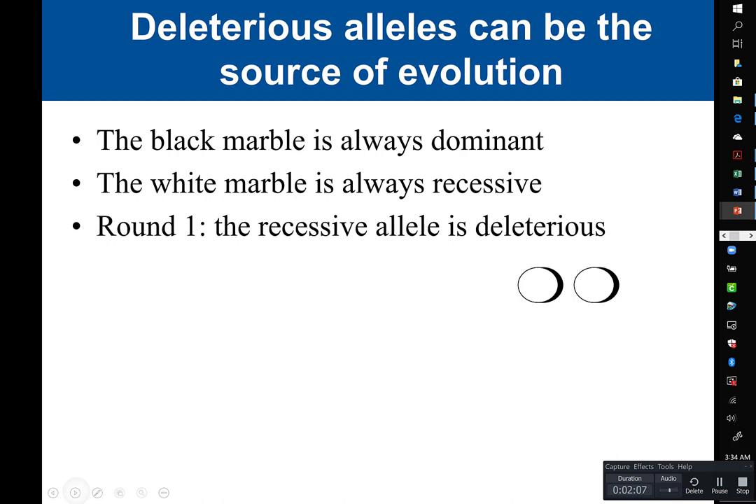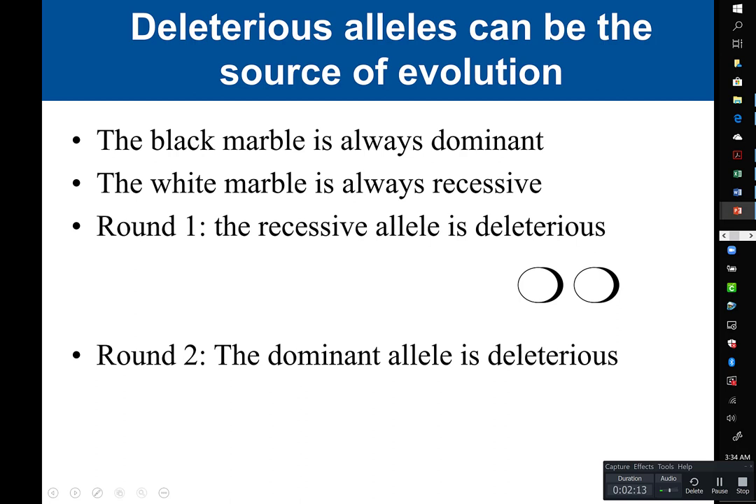In round two of this experiment, the dominant allele is going to be the allele that is deleterious. This is the one that's going to die off. So if the dominant allele is deleterious, which ones are going to die off? Which marble pairs are going to die off? Well, homozygous dominant is going to die, right? So the black-black combination is going to die because they have two dominant alleles, as well as the heterozygous. The black and the white together is also going to die, right? Because having just one dominant allele is going to be deleterious. That phenotype is going to be seen.